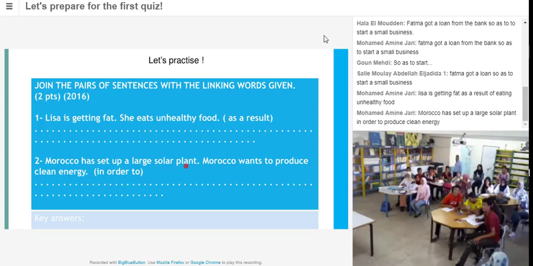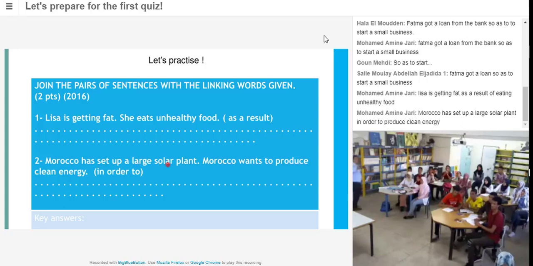What's a solar plant? Morocco has a solar plant. It's the conversion of energy from sunlight into electricity. That's excellent. So it's a place, a station, to produce solar energy and use it for producing electricity. To set up means establish, to found. Okay. So Morocco has set up a large solar plant.